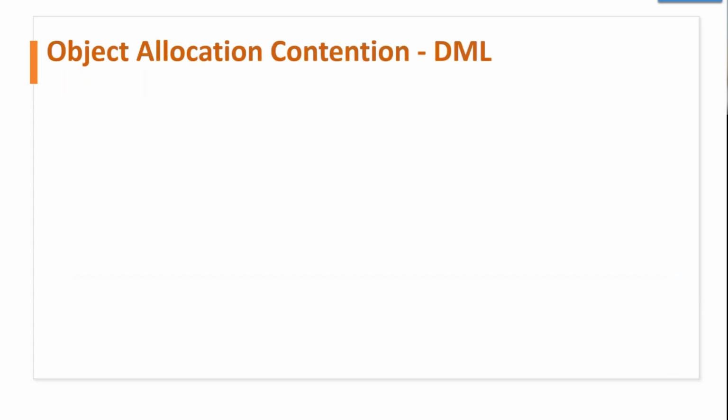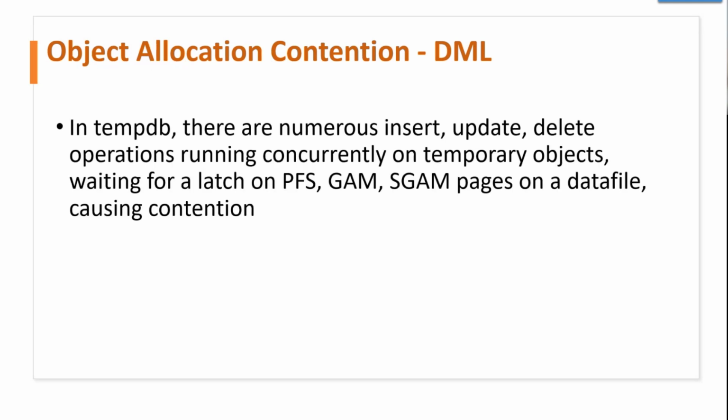So the first type is object allocation contention. Under normal circumstances on any user database, you have insert, update, and delete operations running. And those operations need a latch on PFS, GAM, and SGAM pages to allocate space for the objects. But in TempDB, there are constantly numerous insert, update, and delete operations running. And all those operations need a latch on PFS, GAM, and SGAM pages to allocate objects. And those latches that are waiting cause the contention.